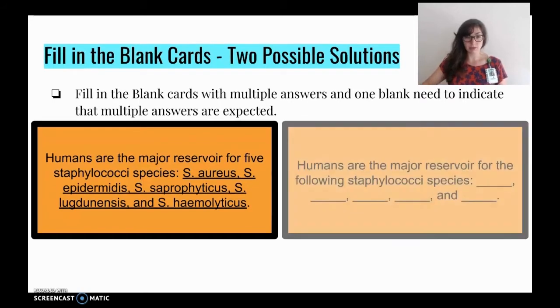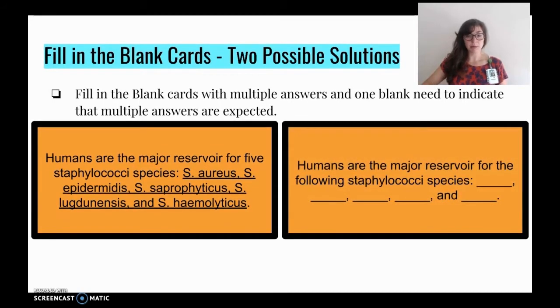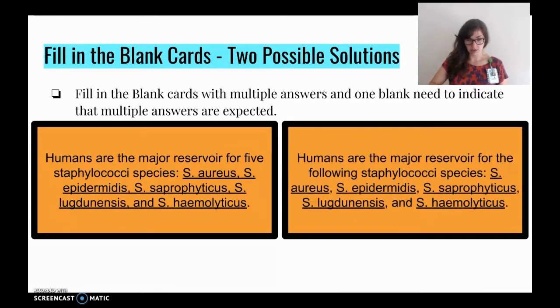A second possible fix would have been to make a separate blank for each answer. So humans are the major reservoir for the following Staphylococci species, and then these 5 blanks. And notice that this card is still more detailed than the original and continues to clue us in that we're talking about Staphylococci species. Even though it doesn't say 5, it has 5 blanks. So this is now also a good card. And there are the answers, of course.